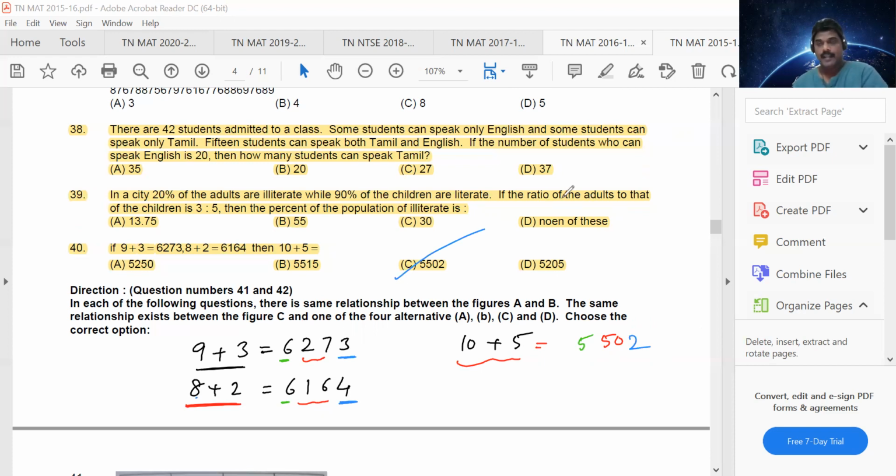This is the end of this arithmetic and analytical reasoning. I will give you a video on how to find cubes. I'll follow it. Okay.